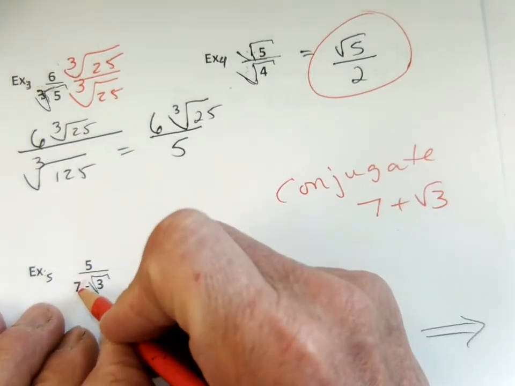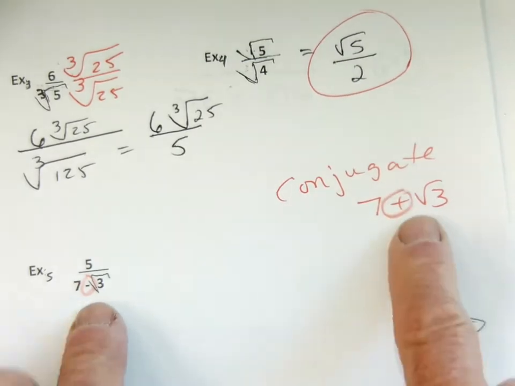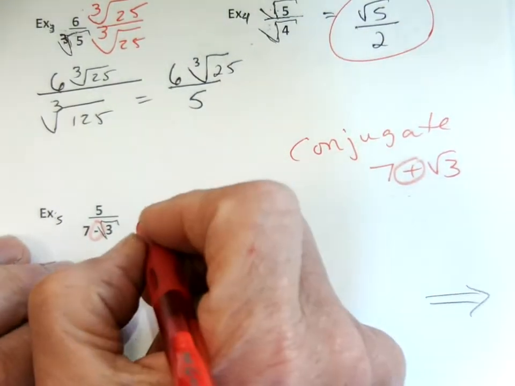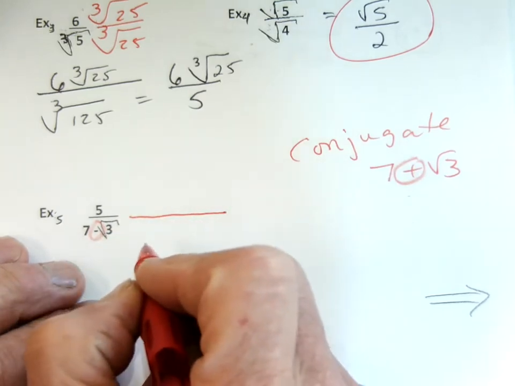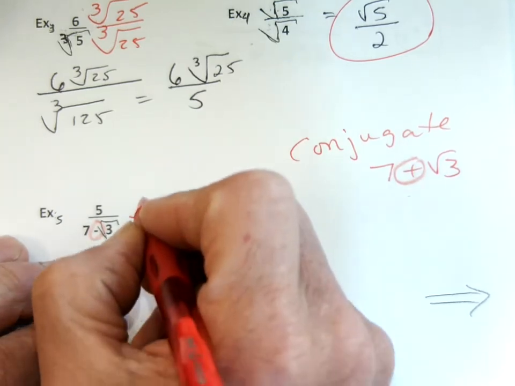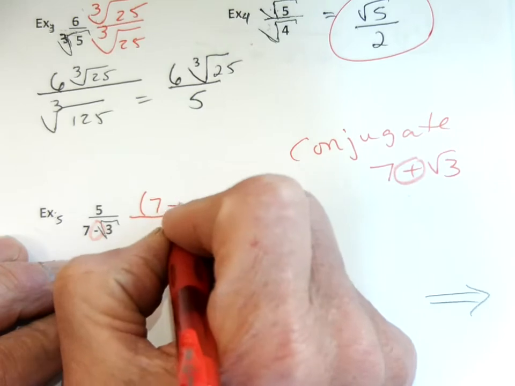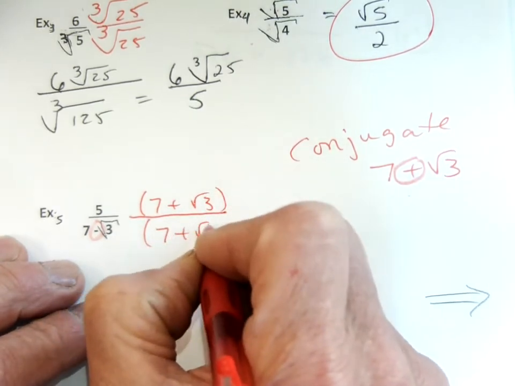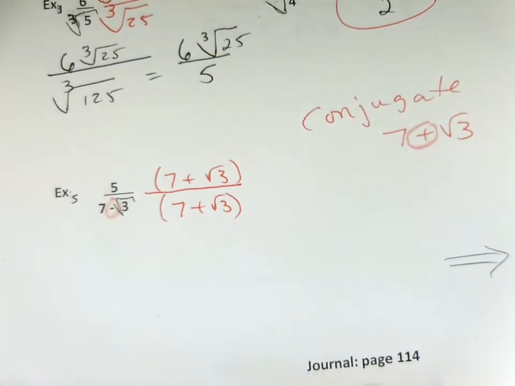It's just a 7 plus. That's all it is, just the opposite sign. So let's see how that works. I will multiply both top and bottom, numerator and denominator, by 7 plus the square root of 3, okay? How is that going to help? Well, let's check this out.